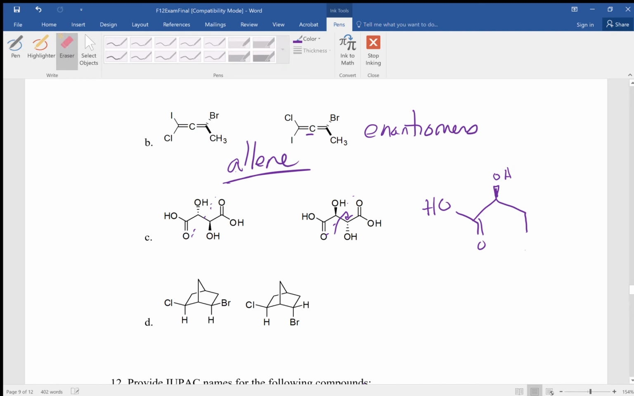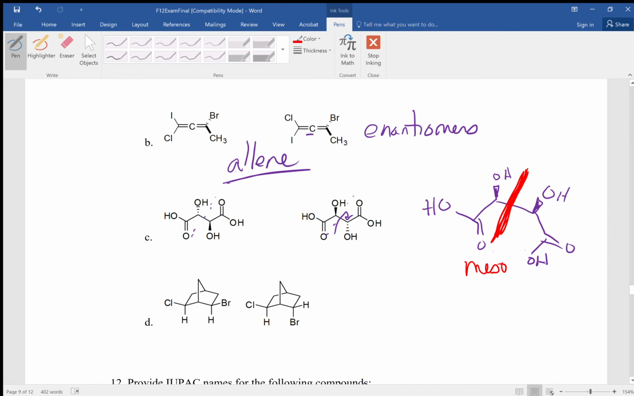I got one too many carbons there. So if we rotate it, it will look like this. And now we can probably see more clearly, once it's been rotated, that we do have this internal plane of symmetry. Because of that plane of symmetry, that means this is a meso compound.